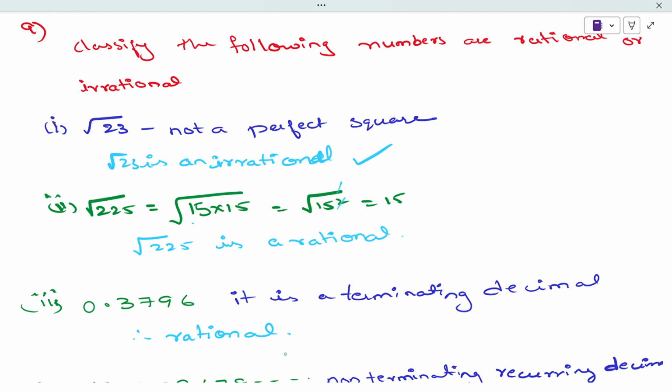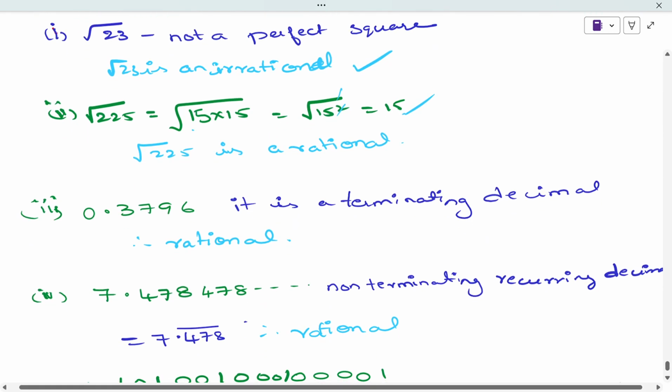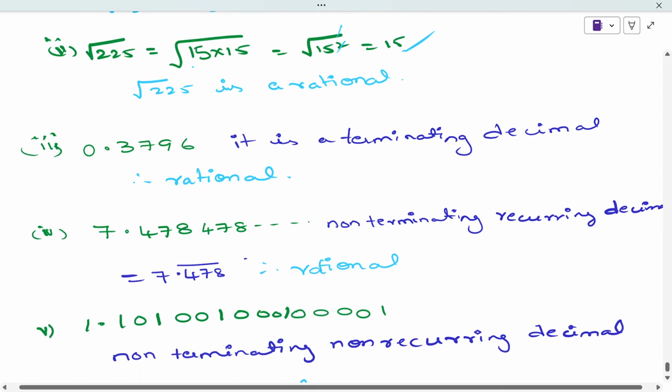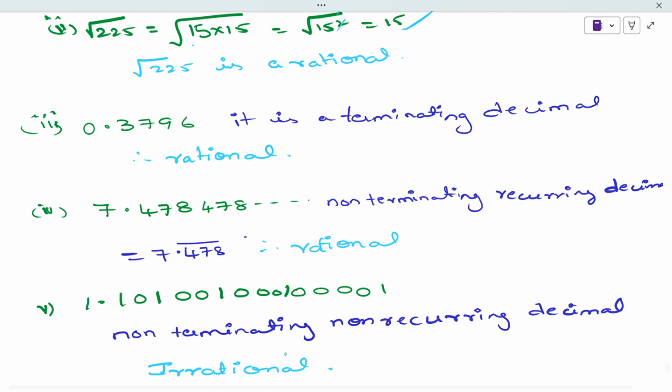The root and the square get cancelled. So root of 15 square is nothing but 15. So root 225 is 15, and 15 is a rational number. Now see the next problem. 0.3796. It is a terminating decimal. After the decimal point it is stopped, so we call it a terminating decimal. A terminating decimal is nothing but a rational number.